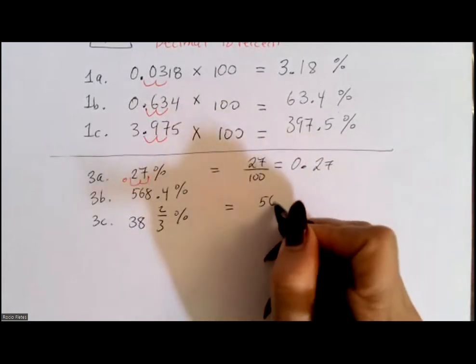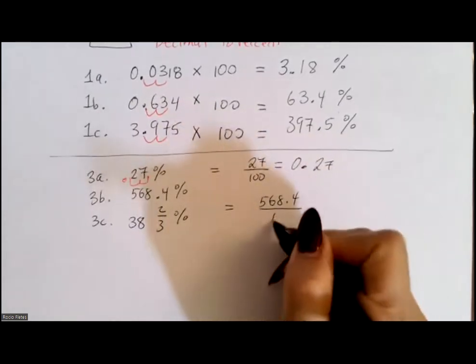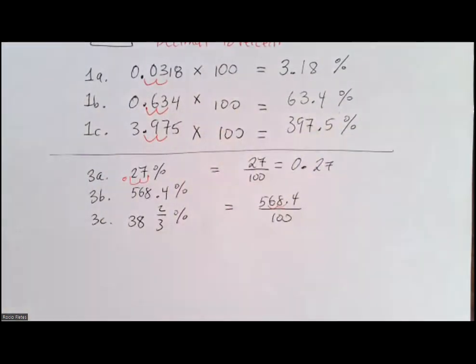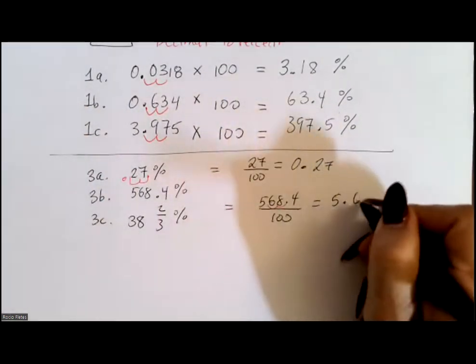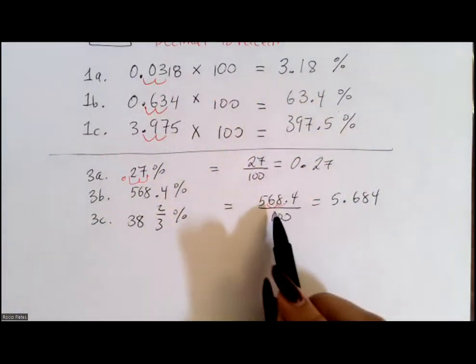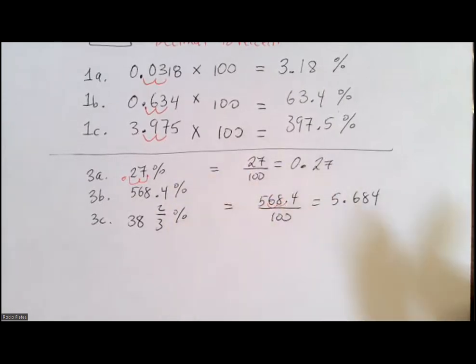And then 568.4% divided by 100. This is going to move 2 places to the left. It becomes 5.684, right? It moves 2 places to the left, so 5.684.